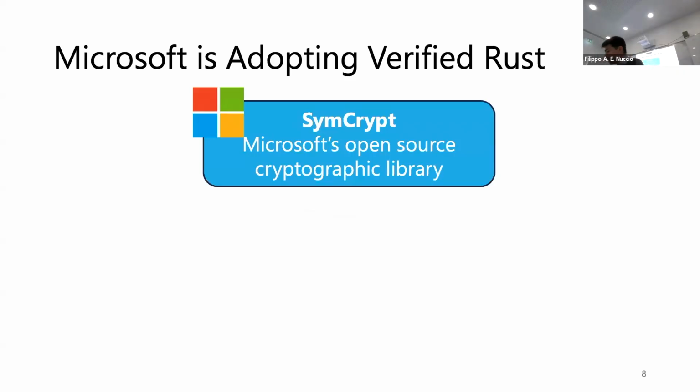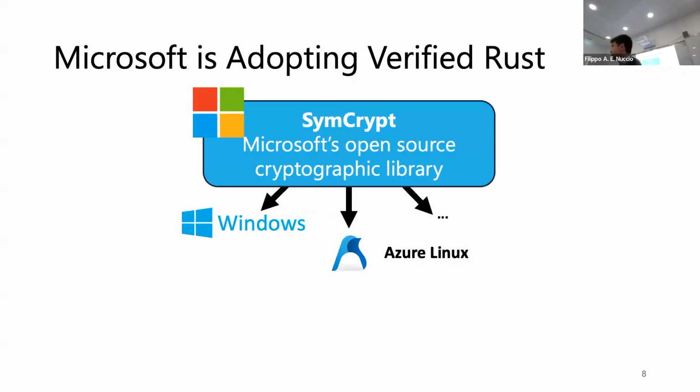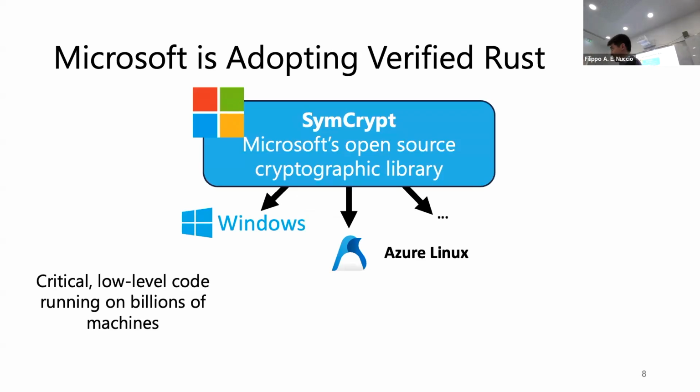Okay, so our main use case today is SymCrypt. SymCrypt is Microsoft's open source cryptographic library. Importantly, it's the go-to library for cryptography to use in Microsoft. So whenever someone needs to use cryptographic code, the default is to use SymCrypt. In particular, it's being used in the Windows kernel and in Azure Linux. You guessed it, it's critical low-level code that runs on billions of machines.